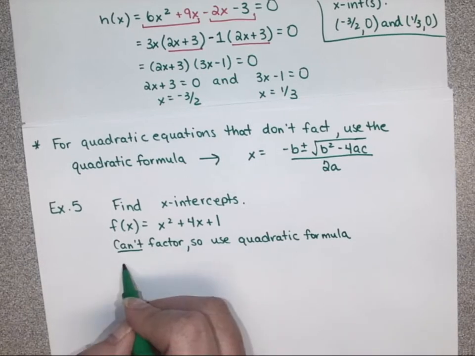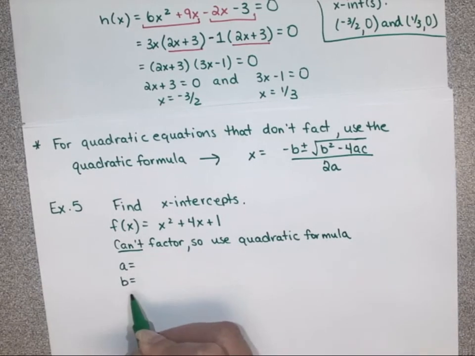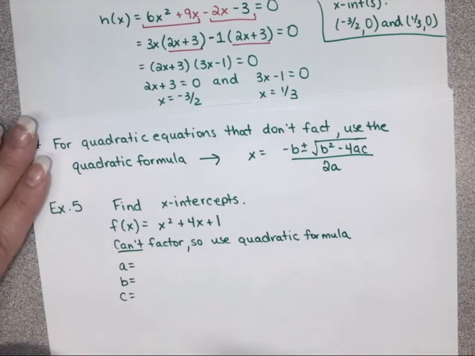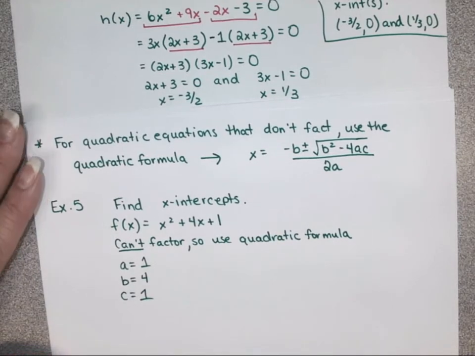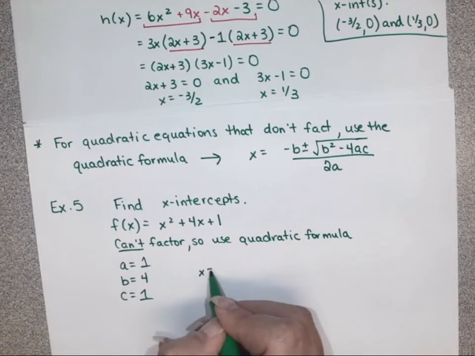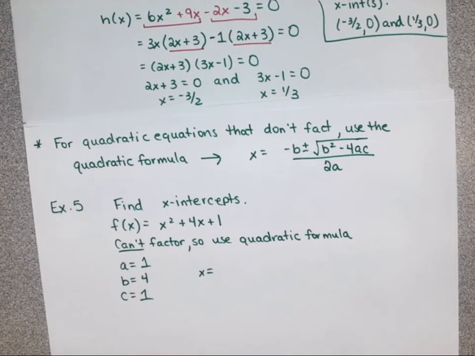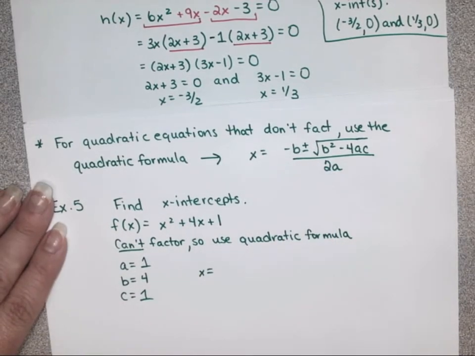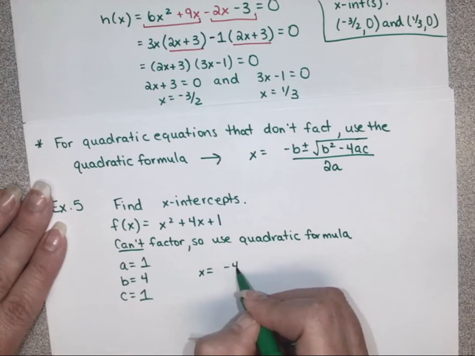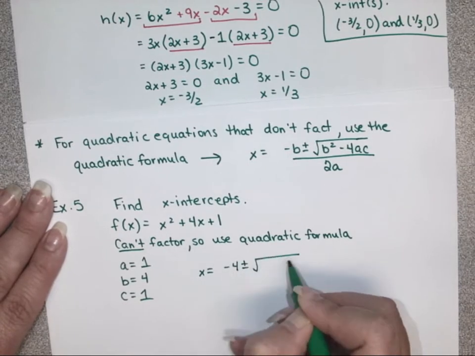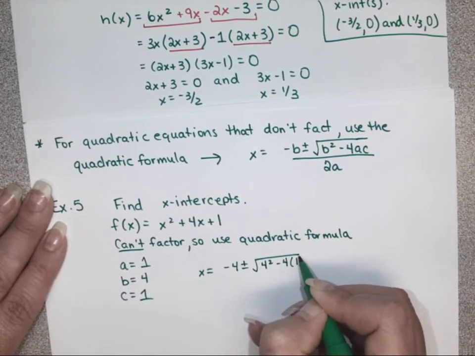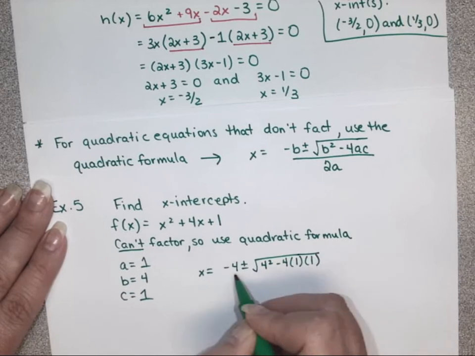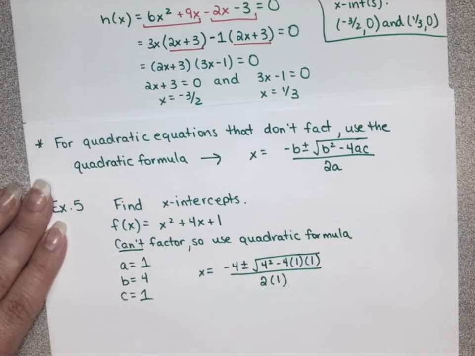All right, so let's lay out what our a, b, and c are, and then we'll use our formula. So what's our a? 1. What's b? 4, and c is also 1. So here's what it looks like, and we're going to go slowly and put the numbers in where they go. We're going to say the formula, and while we do it, plug in the numbers. So it's negative b plus or minus the square root of b squared minus 4ac, and then all over 2a.